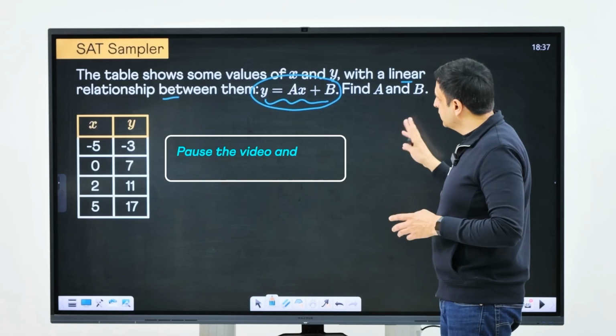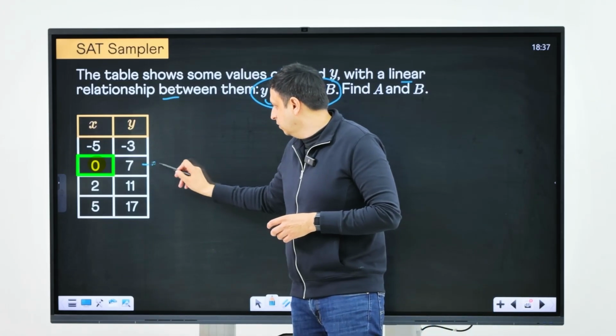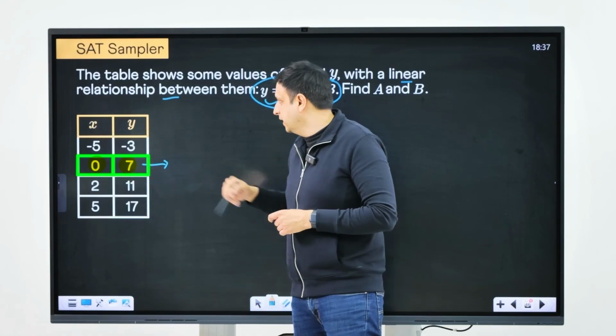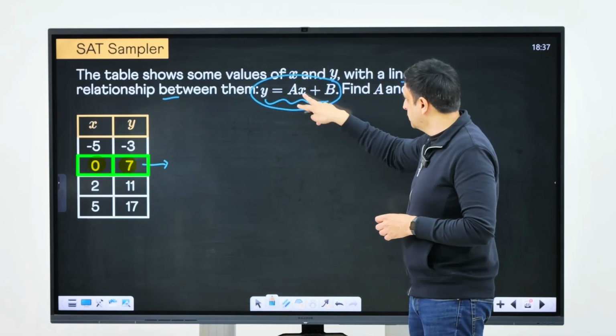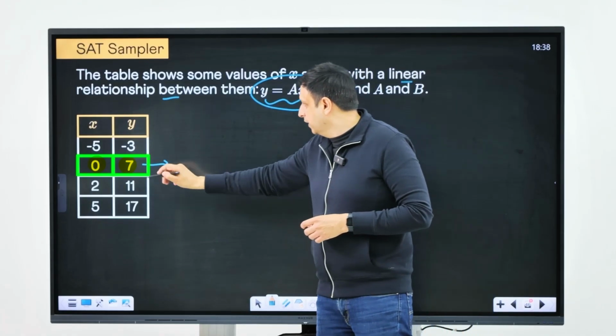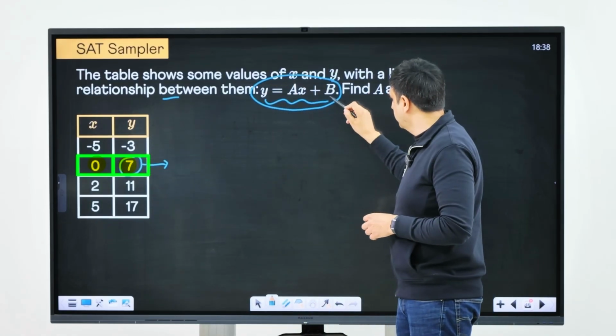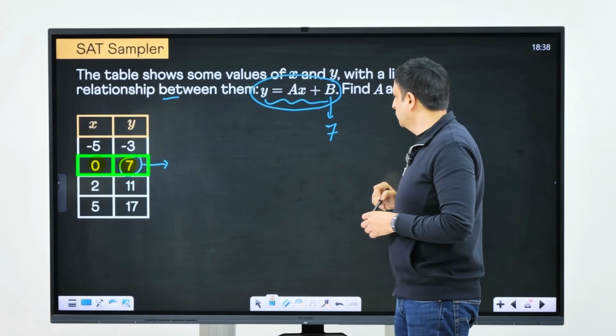Now, our job is made easier by the fact that we are given this pair (0, 7). For x equal to 0, y is equal to 7, because if you substitute x equal to 0 here, you get y equal to b, and we know that value is 7. So from the table, we can immediately infer that b should be equal to 7.